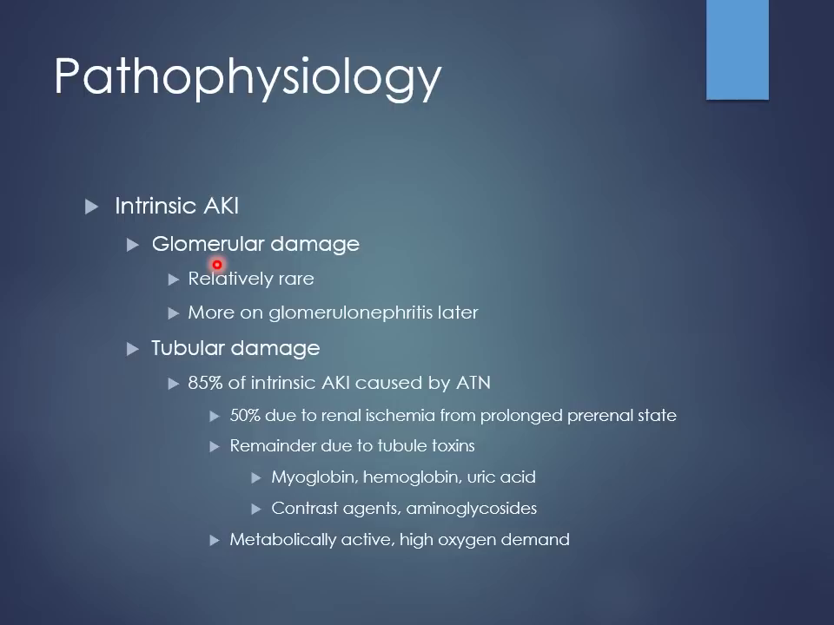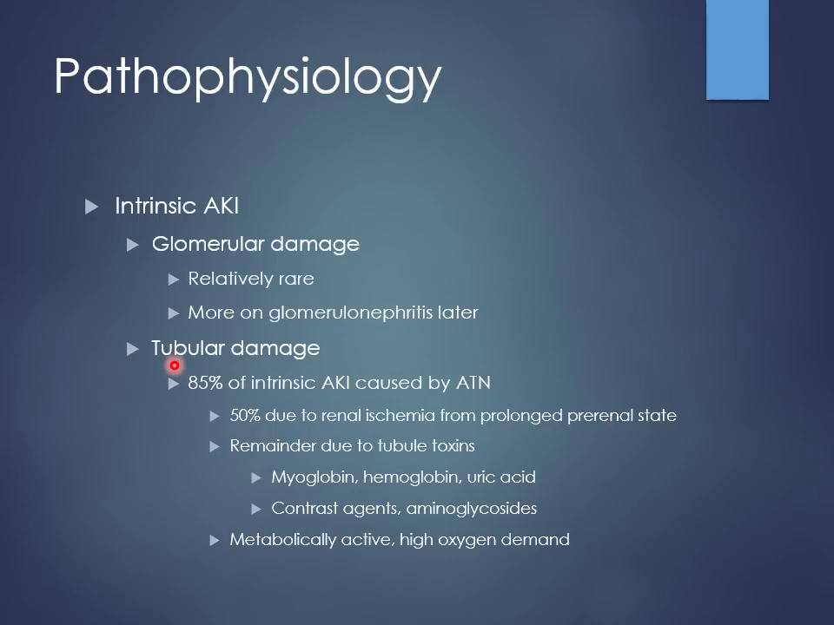So glomerular damage is usually going to be relatively rare. We'll talk about this more a little bit later on. Certainly you can see some autoimmune conditions that can cause glomerulonephritis, but we'll look at a few medications that can do this. However, most of the intrinsic acute kidney injury is due to acute tubular necrosis. About 85% of those cases are due to this.